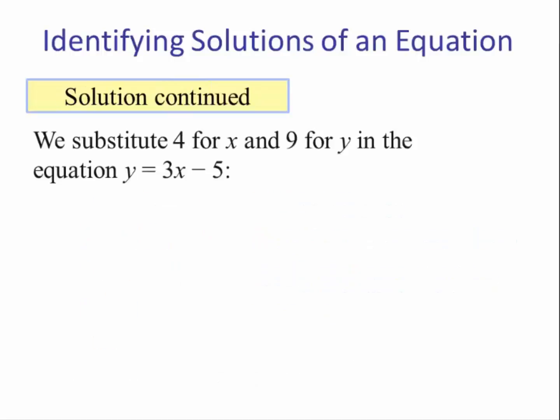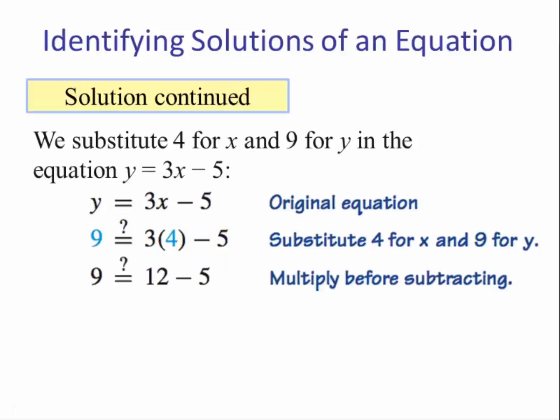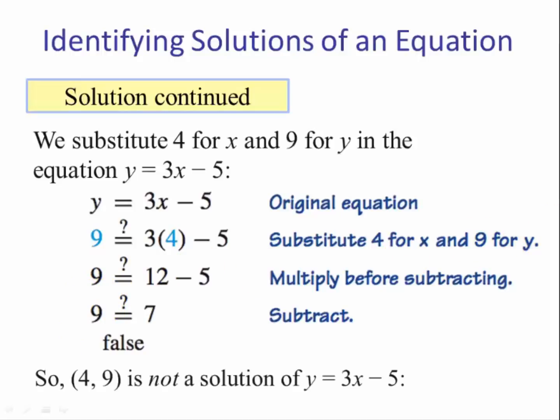Number 2: when we substitute 4 for x and 9 for y, we have 9 equals 3 times 4 minus 5. Following the order of operations, we multiply, then subtract, and on the right hand side we're left with 12 minus 5, which is 7. That does not equal the left hand side, which is 9. So this is a false statement. So (4, 9) is not a solution to y equals 3x minus 5.